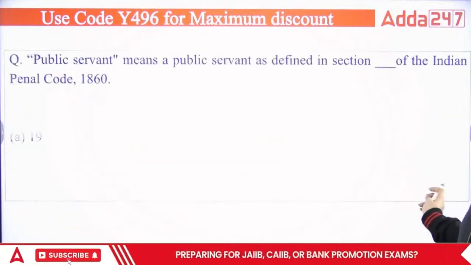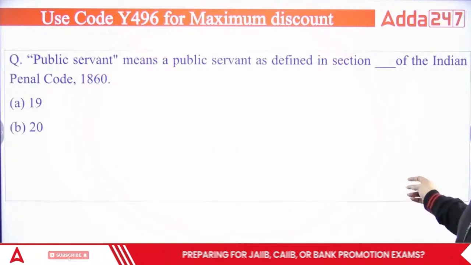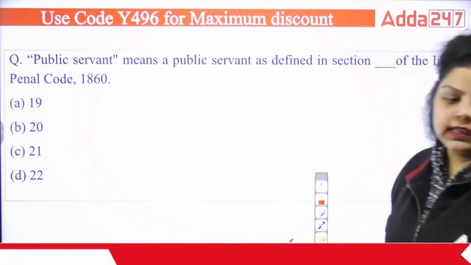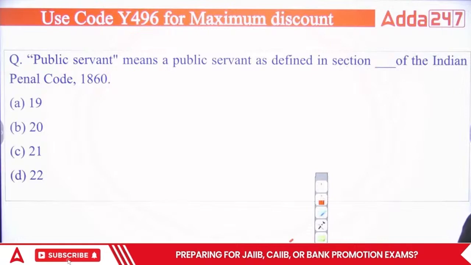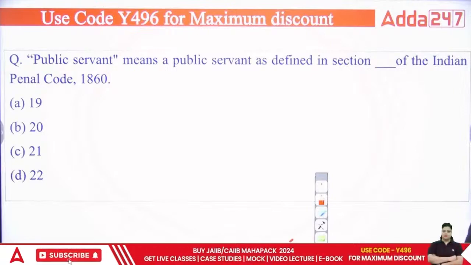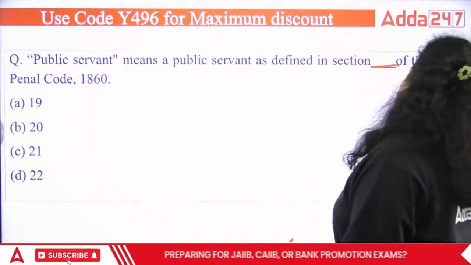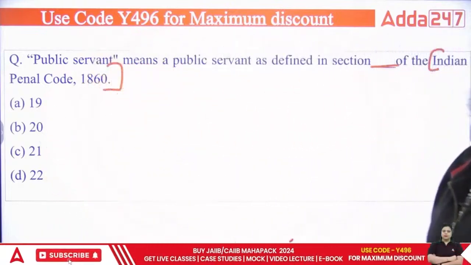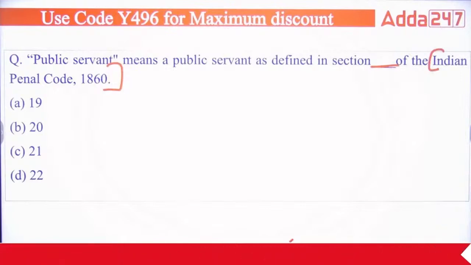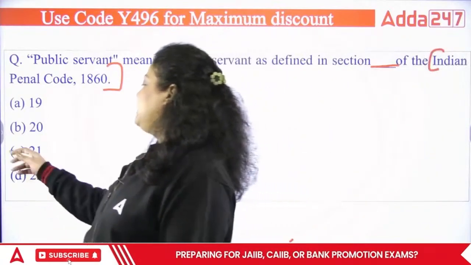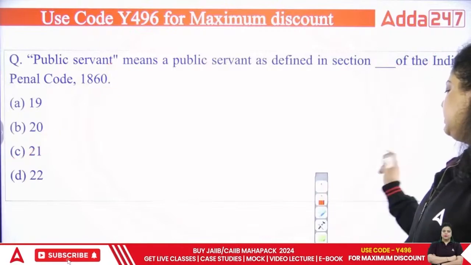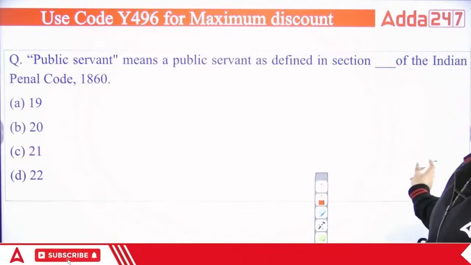Now. Public servant means a public servant as defined in section dash of the Indian Penal Code 1860. Which of the following is correct? Which section? Is it 19, 20, 21, 22? So public servant means a public servant as defined in which section of your Indian Penal Code 1860: 19, 20, 21, 22? And the right answer, Section 21 of the Penal Code 1860 talks about the public servant, it defines who is a public servant. So the right answer is C, 21.